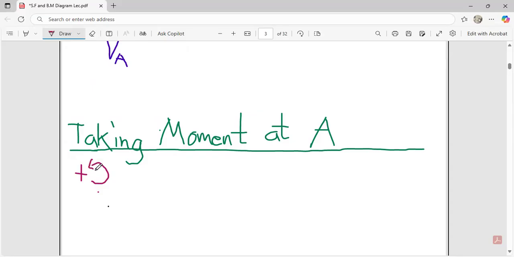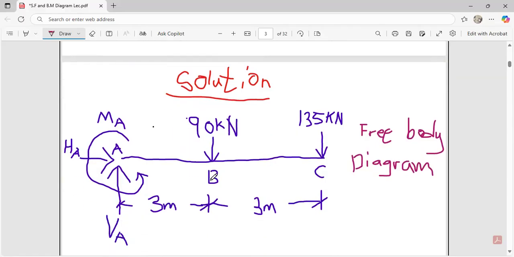We also learned that the sum of all moments taken at a point is 0. In this case, our point is A. So if you are taking all moments at A, it is going to be equal to 0. From there, we can start taking our moment. Let's move to our free body diagram. If we are standing at A, all forces at that point have zero moment. Any moment that you take at A is 0.